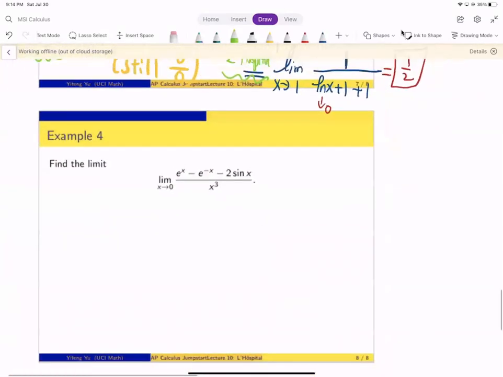Okay, let's look at problem number 4. Let's say we want to find the limit of this. Again, clearly this is 0 over 0 type. If you let x go to 0, this will be 1 minus 2 sine 0, but sine 0 is 0, so this is 0 over 0 type. So we are in the perfect situation to apply L'Hopital's rule.